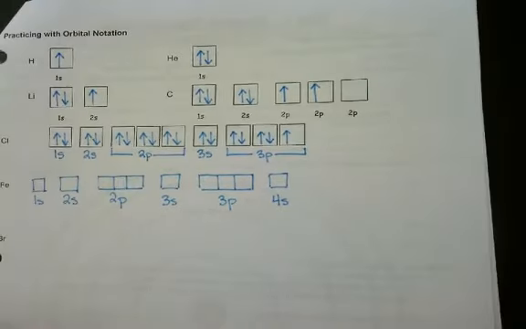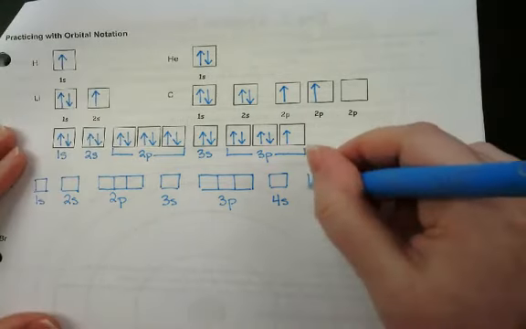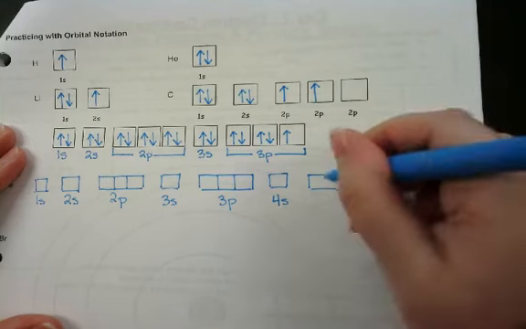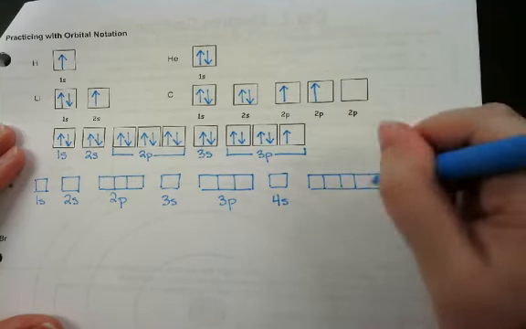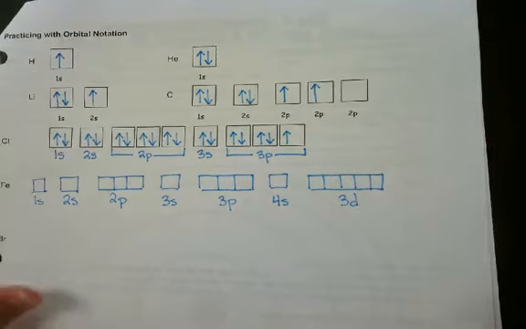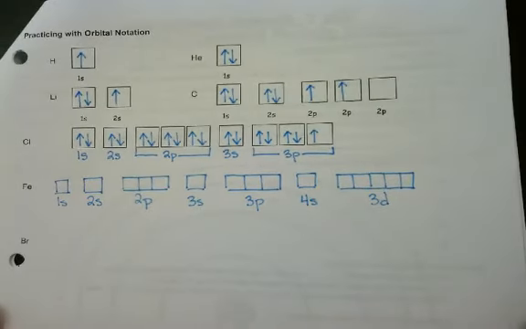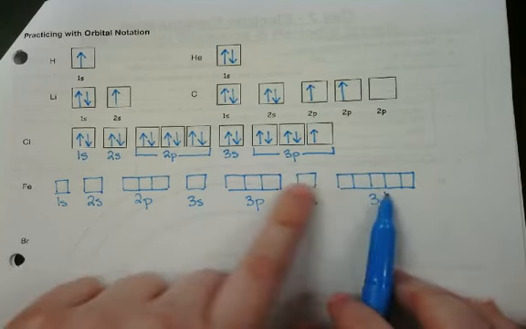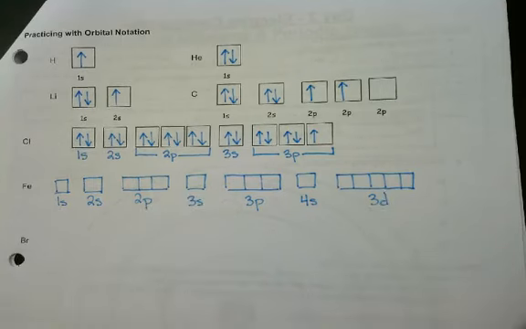And then we've got a d sublevel. A d sublevel has 5 orbitals, so we're going to draw 5 boxes and label that 3D. All right, so I know that iron is in the 3D. That means everything before 3D, all of these are full. So I can go ahead and fill them.